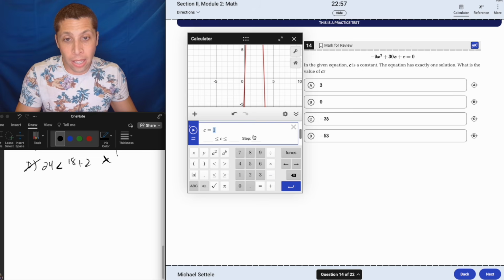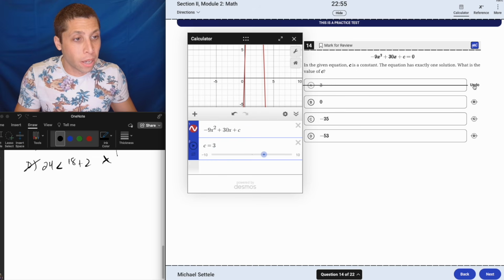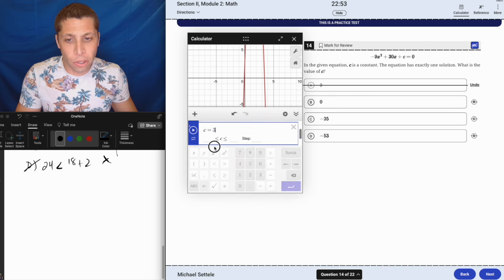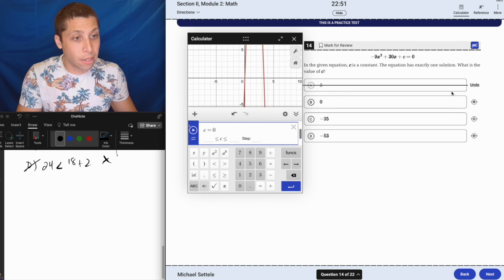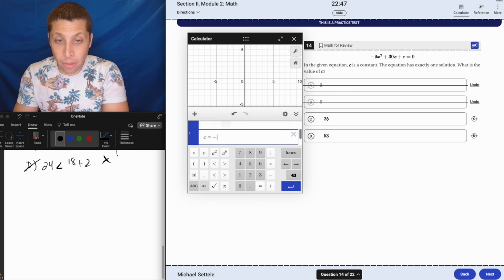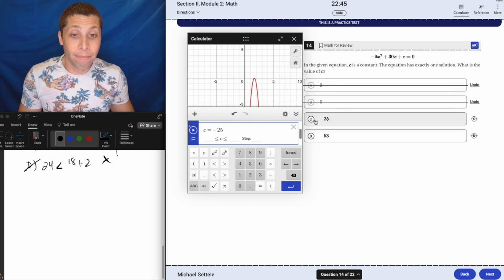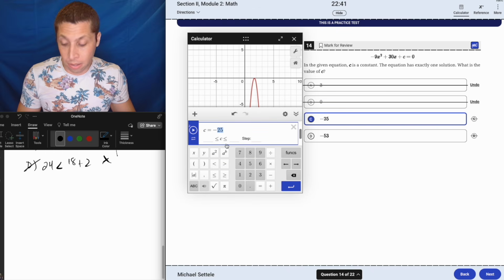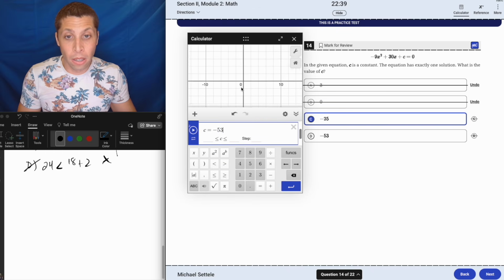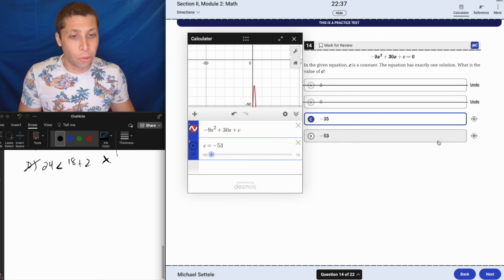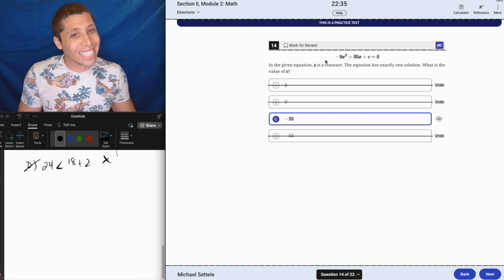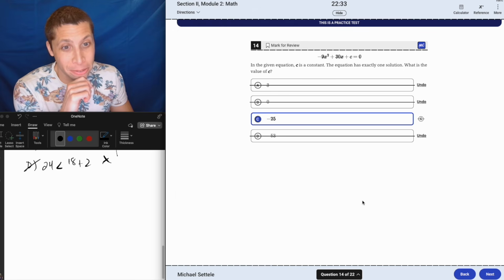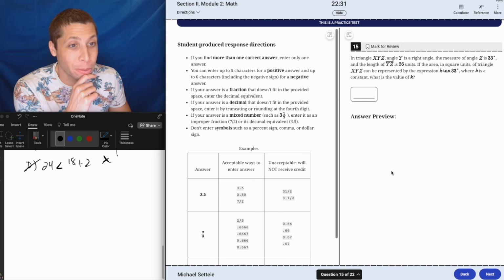So 3 as C doesn't work. That has multiple solutions. 0 as C doesn't work. Multiple solutions. How about negative 25? Looks pretty good, right? I mean, it's right on there. What about negative 53? Nope, no solutions. Yeah. This seems like a very heavy Desmos test for this hard module.